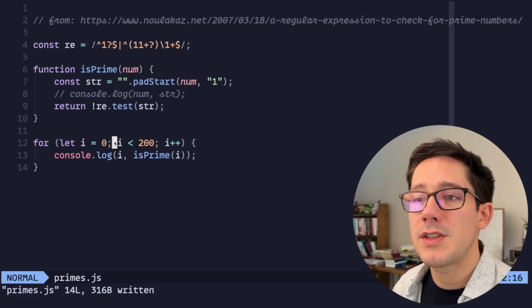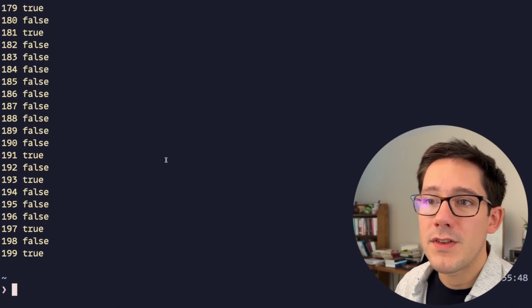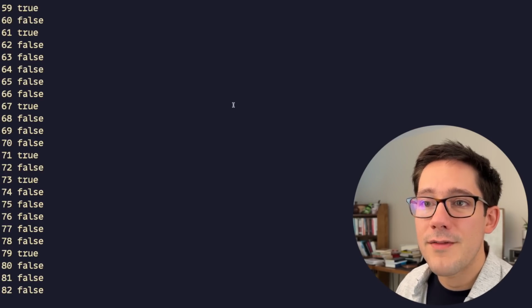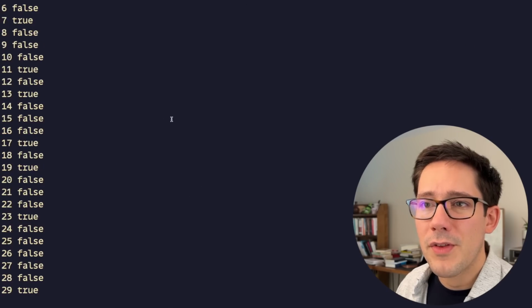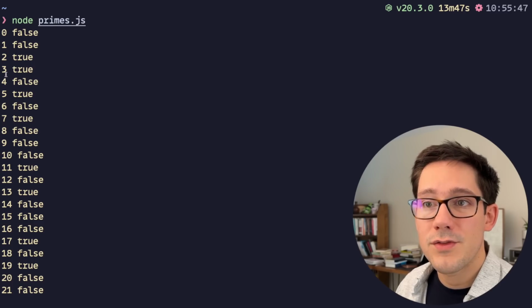So here's just a simple test. We can loop over every number from 0 to 200, and we can check to see, are these numbers prime? There you go, we can see we have our results printed out. If we head up to the top where we might know some of these, we can see 2 is prime, that's true. 3 is prime, that's true. 5 is prime, 7 is prime.